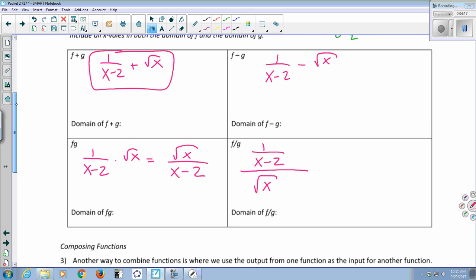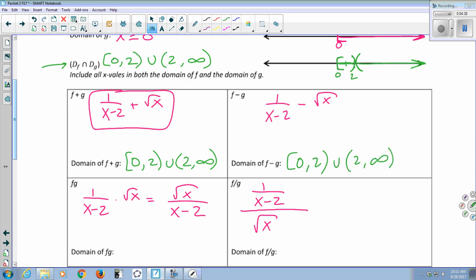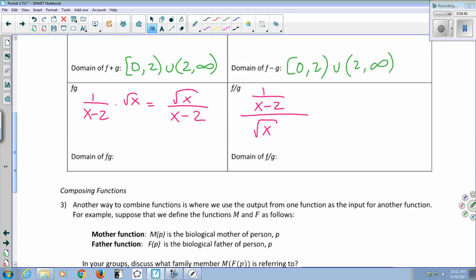So I did all of the operations. Now I just have to write out the domains. So for all of these, the domain is the intersection of the domain of f and the domain of g. 0 to 2, union 2 to infinity. And same for the product.